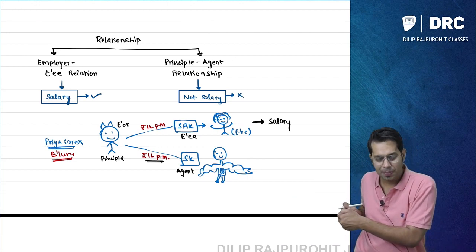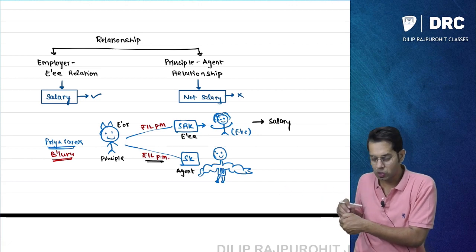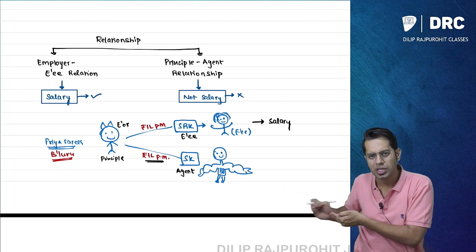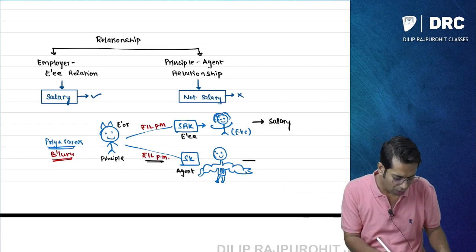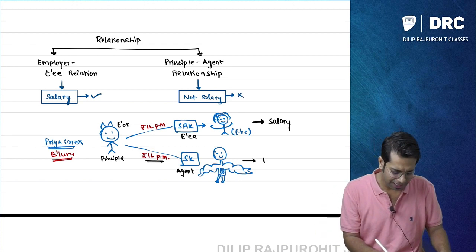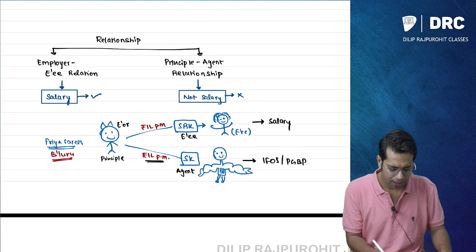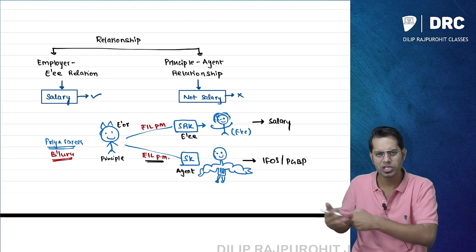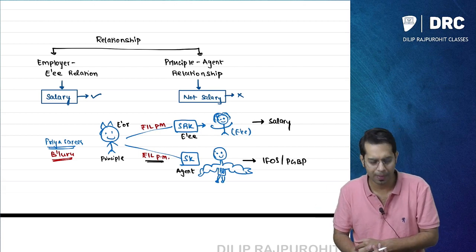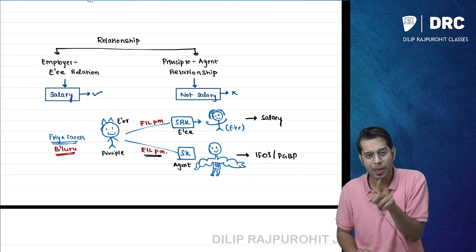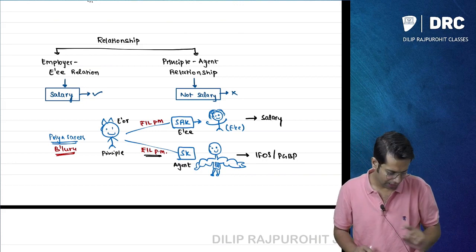Now there is a relationship between Dilip and Salman also. This relationship is what, sir? This relationship is of principal and agent. Whatever amount I am paying to Salman will be taxable under the head income from other sources, or if Salman is into agency business, then it will be taxable under PGBP. So you should see carefully what type of relationship it is, and the payment should be made also in that particular relationship.